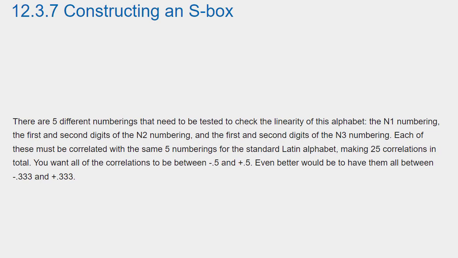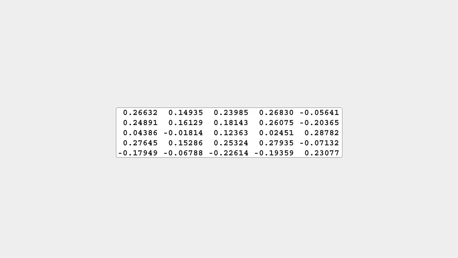Here is an example of an alphabet constructed by the clock method. There are 5 different numberings that need to be tested to check the linearity of this alphabet: the N1 numbering, the first and second digits of the N2 numbering, and the first and second digits of the N3 numbering. Each of these must be correlated with the same 5 numberings for the standard Latin alphabet, making 25 correlations in total. You want all of the correlations to be between -0.5 and +0.5. Even better would be to have them all between -0.333 and +0.333.